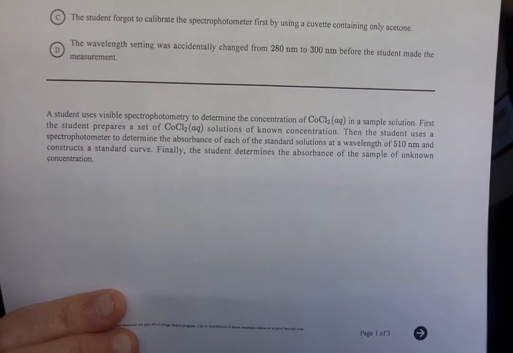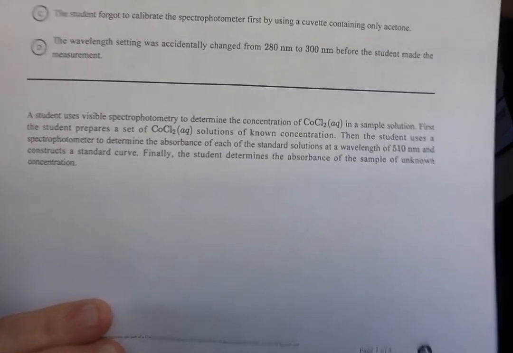That is the hardest one we're going to do. A student uses visible spectrophotometry to determine the concentration of cobalt chloride in a sample solution. First, the student prepares a set of cobalt chloride solutions of known concentration. Then the student uses a spectrophotometer to determine the absorbance of each of the standard solutions at a wavelength of 510 nanometers and constructs a standard curve. Finally, the student determines the absorbance of the sample of the unknown concentration. Okay, so I'm going to give you that paragraph right there. So you can stop and read that paragraph.